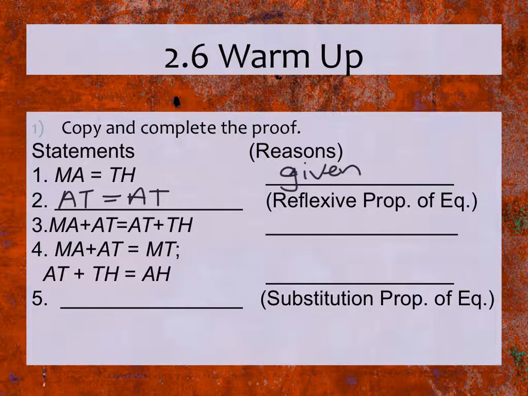And then 3 is what we just said. So MA plus AT equals AT plus TH. So they took step 1 and they added AT to both sides, which is what property? Addition. Okay? I took this statement, right, and I added AT to both sides. When you add the same thing to both sides, that's the addition property of equality.